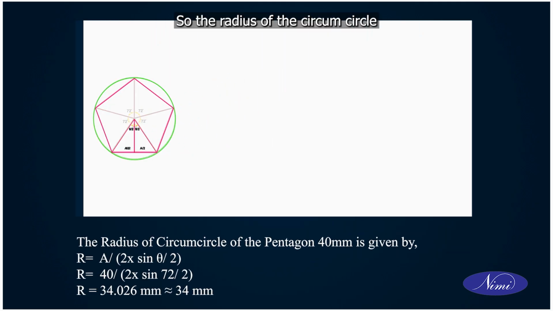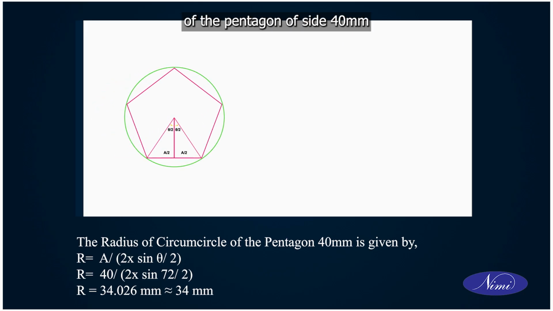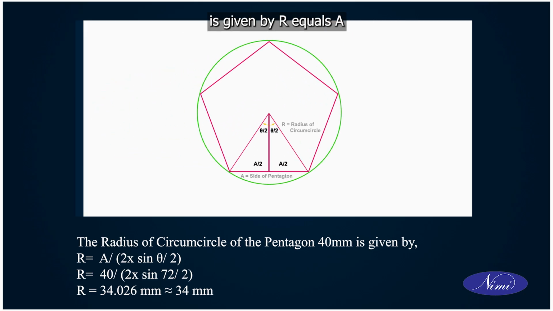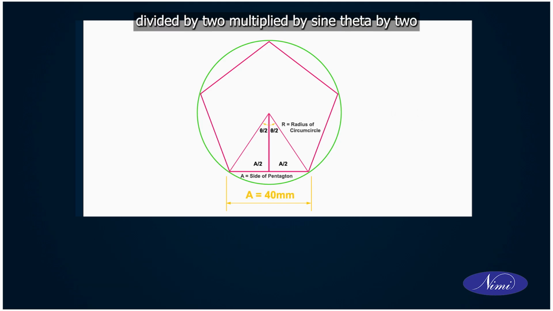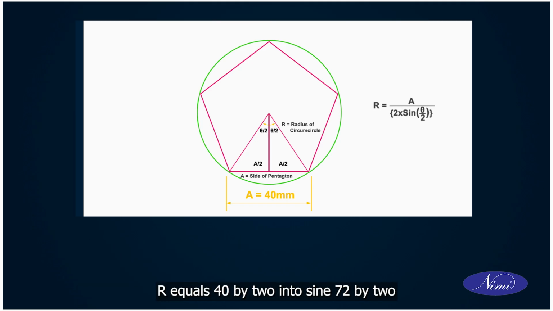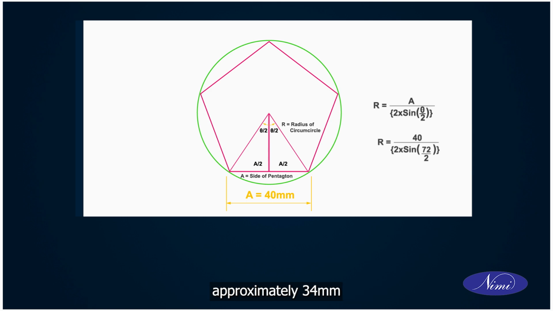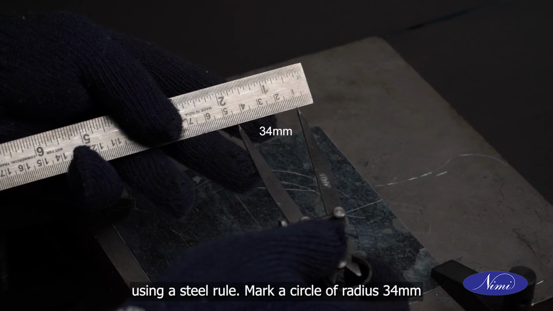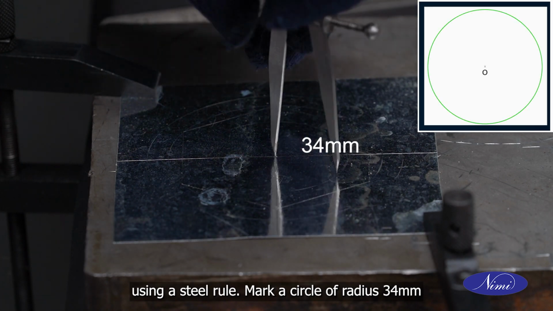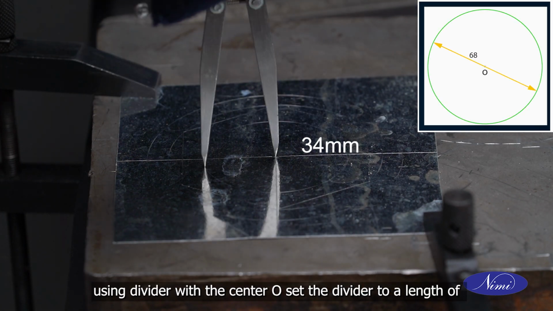So the radius of the circumcircle of the pentagon of side 40 mm is given by r equals a divided by 2 multiplied by sine theta by 2. R equals 40 by 2 into sine 72 by 2. Therefore, R is equal to 34.026 mm, approximately 34 mm. Set the divider to a length of 34 mm using a steel rule. Mark a circle of radius 34 mm using divider with the center O.